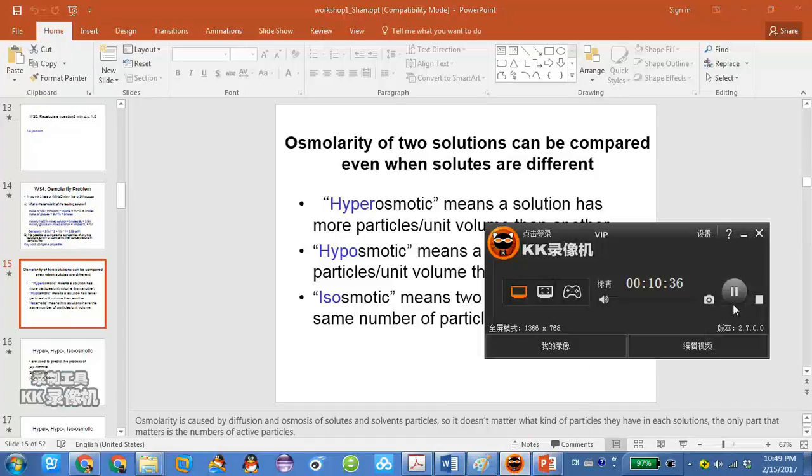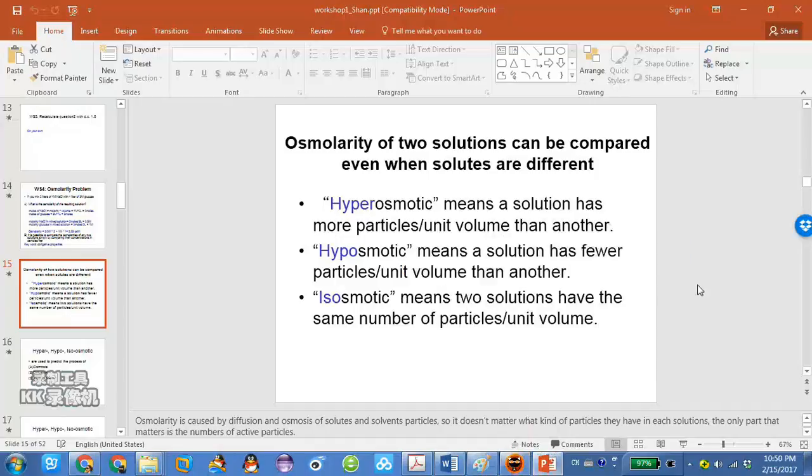Note that hyper-, hypo-, and isoosmotic is reached simply by comparing the values of osmolarity of two solutions or osmolality of two solutions. It's not related to anything else, just simply compare the osmolality or osmolarity values, and then you can reach the conclusion of which solution is hyper-, hypo-, or isoosmotic.